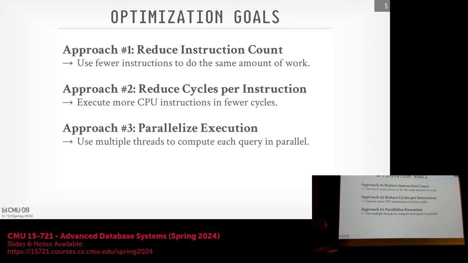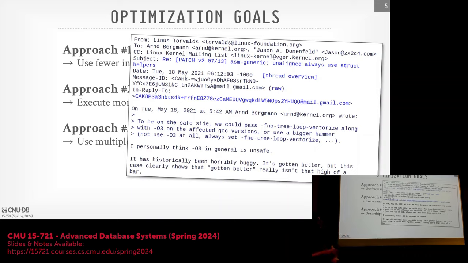As far as I know, people typically don't ship production databases with O3 compilation enabled, because things can get kind of hairy. That can reorder things in a way that would be incorrect. And so instead, what we're going to do is try to design our database system, design our execution engine, just to use fewer instructions. And if you don't take my word that you don't want to ship O3, this is from the Linux mailing list 2 or 3 years ago. Basically, Linus is saying here he thinks O3 is generally unsafe. So again, as far as I know, most database systems will ship with O2 enabled for compilation.